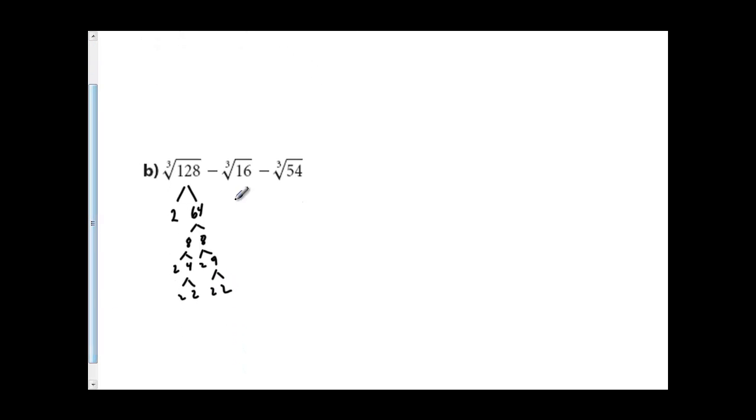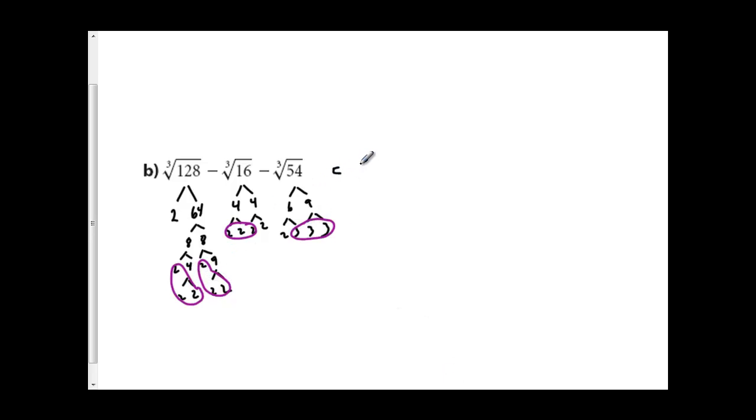I'm going to do the same thing to the 16. I'm going to break that down into 4 and 4, and we get 2 and 2. And the 54 I can break down to 6 and 9. I get 2 and 3, and 3 and 3. So because they are a cube root, I'm looking for groups of 3. So here's a group of 3, here's a group of 3, there's a group of 3, and there's a group of 3. And I'm going to simplify my radicals.